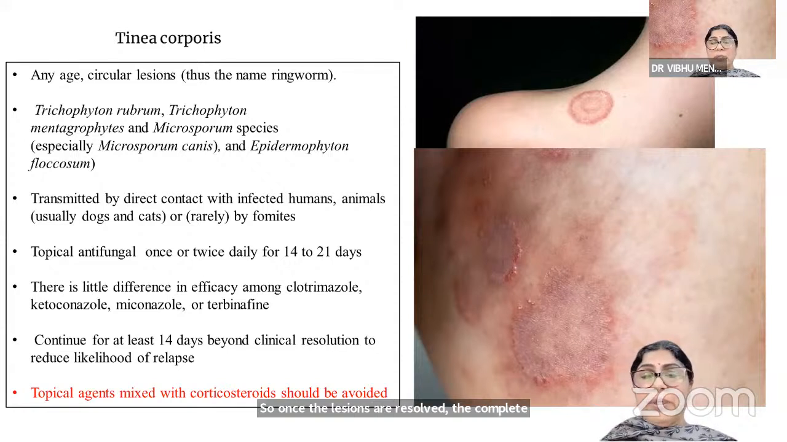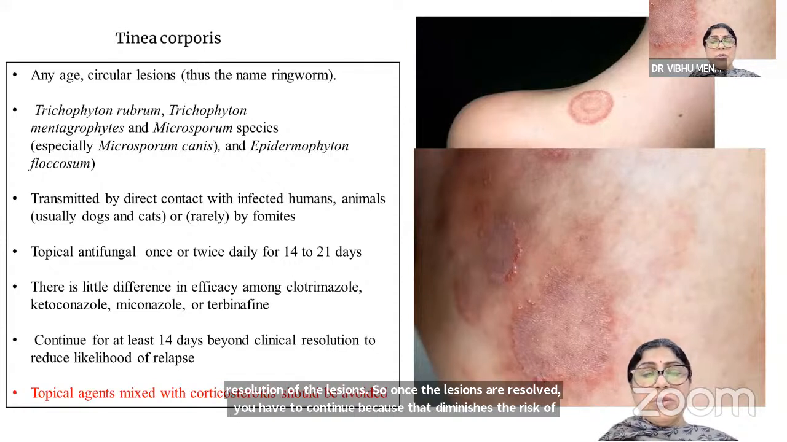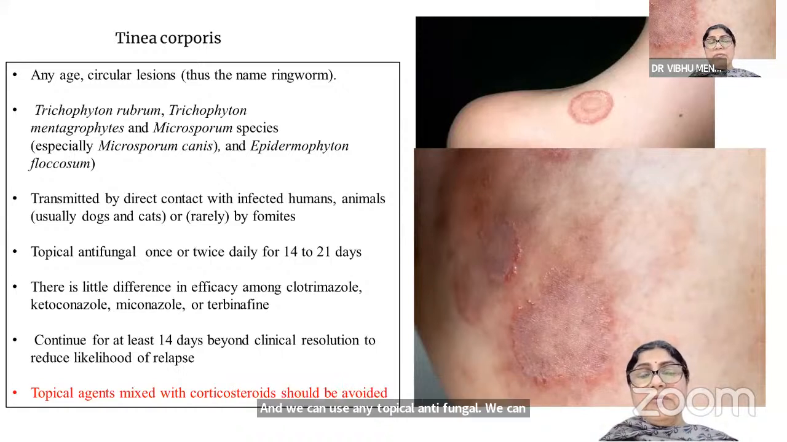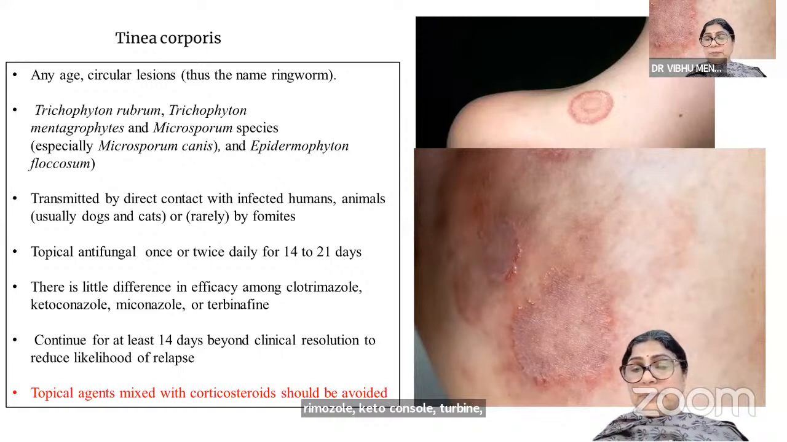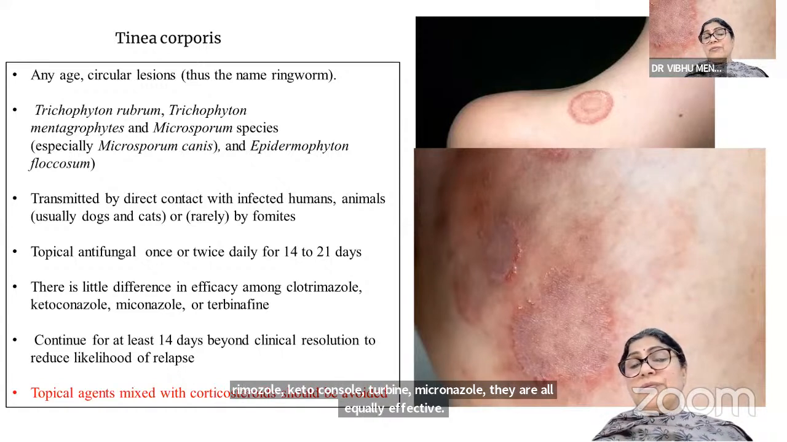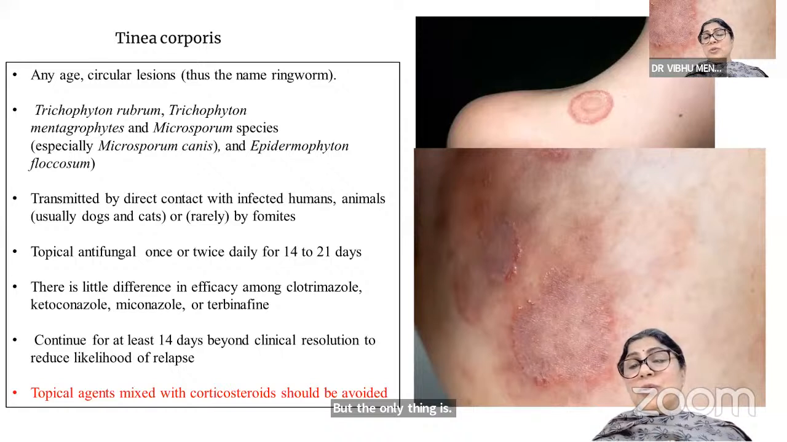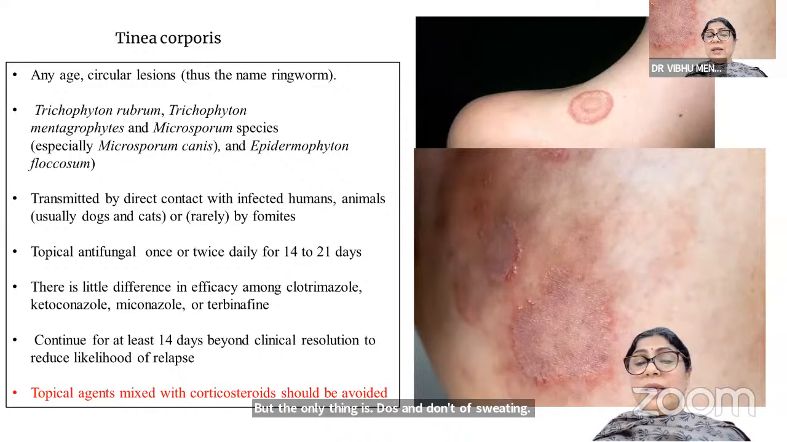And we can use any topical antifungal. We can use clotrimazole, ketoconazole, terbinafine, miconazole. They're all equally effective. But the only thing is, do's and don'ts of sweating have to be avoided. Body hygiene and no sharing of any clothing or article has to be emphasized.